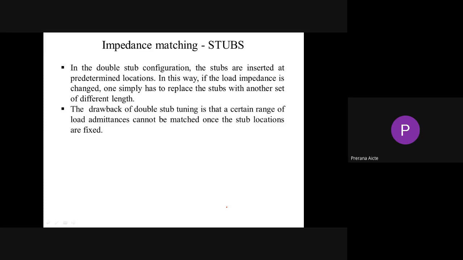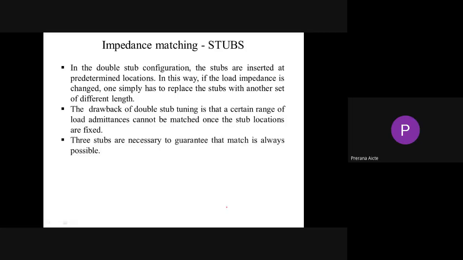While changing these distances, beyond a particular distance the admittance cannot be matched in the double stub, since the stub locations are fixed. At that time, we have to use one more stub, that is nothing but three stub matching in place of double stub. Three stubs are necessary to guarantee that a match is always possible.